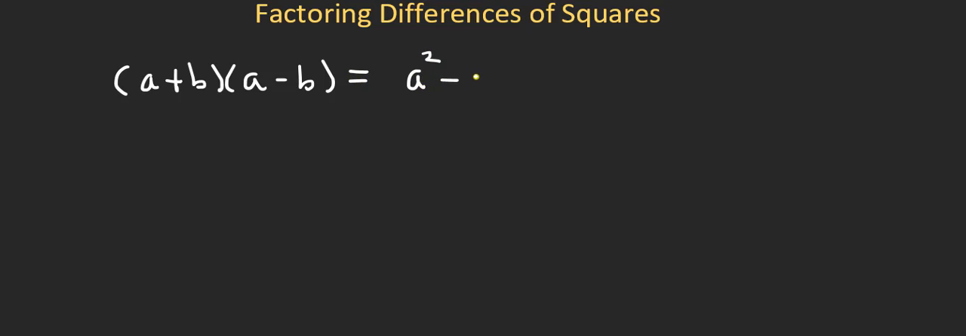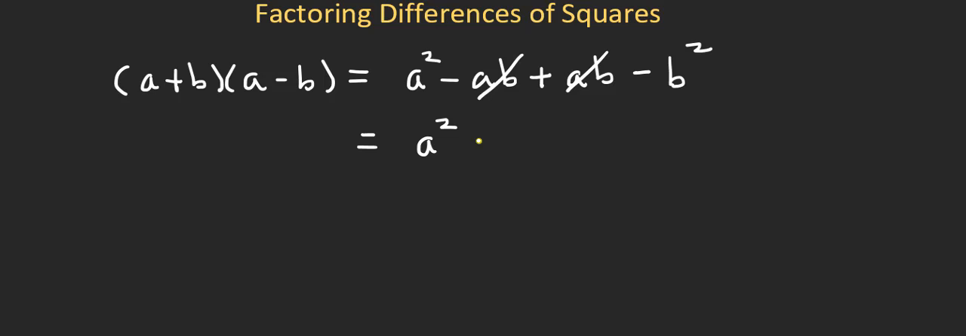In this video, we're going to talk about factoring, difference of squares. So let's talk about quantity a plus b times quantity a minus b. When you multiply this out, you will get a squared minus ab plus ab minus b squared. And notice the middle terms cancel out. So we end up getting a squared minus b squared.